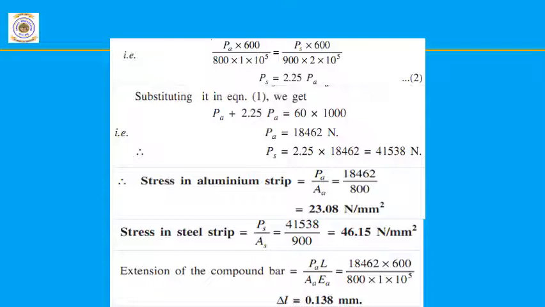So PaL divided by AaEa. We calculated the Pa value 18462, multiplied by the length of the aluminum strip, which is 600 mm, and the area of the aluminum is 800, and Young's modulus is 1 into 10 power 5. After simplifying, we got a total extension of 0.138 millimeter.